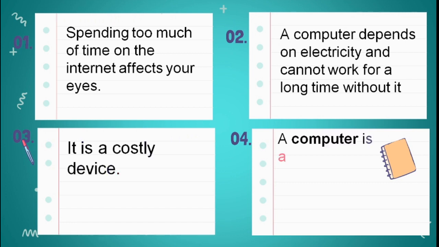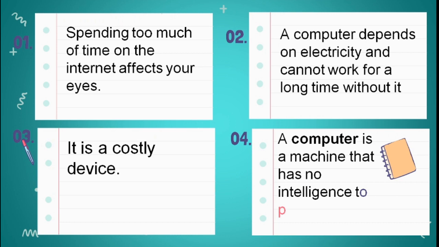Fourth one is zero IQ. A computer is a machine that has no intelligence to perform any task. By mistake, if you enter incorrect input, it will give the wrong result.